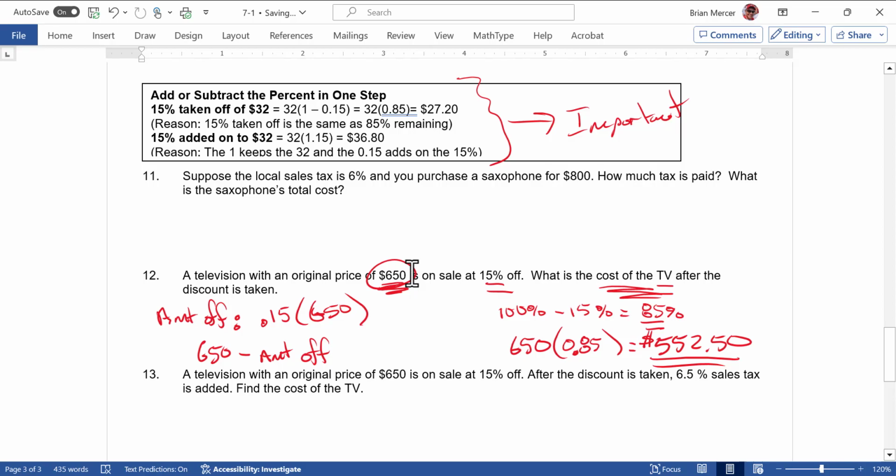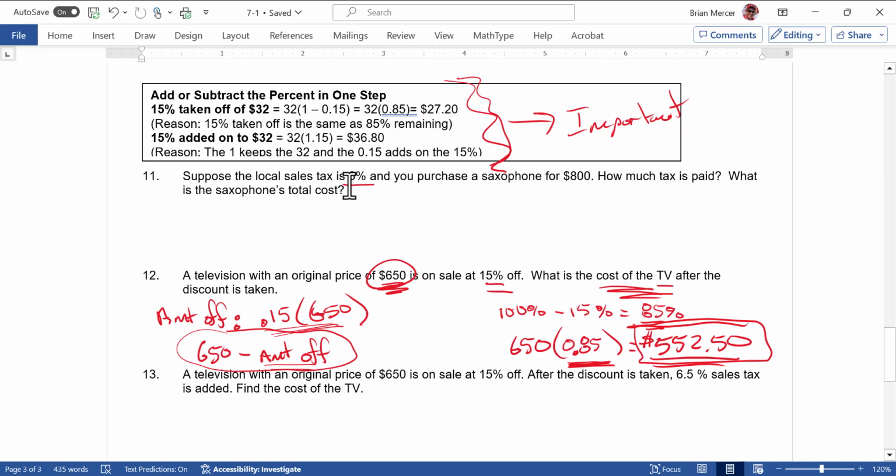So again, just to recap, if you were asked how much did you save, in other words, how much was the discount, that's how much you saved. And then you take 650 and subtract that number, whatever that is. And if you do that, 650 minus the amount off, you're going to get 552.50. What this amounts to, if you just figure out 85% of 650, is that it jumps you straight to the final price, as opposed to figuring out the discount and subtracting.